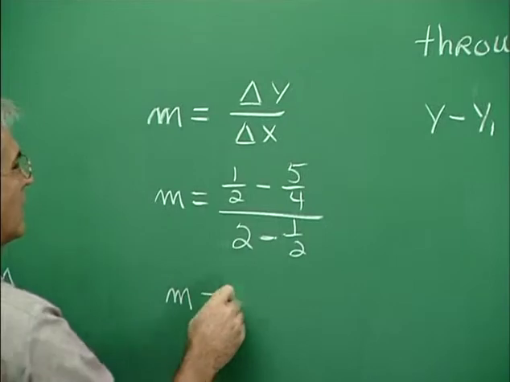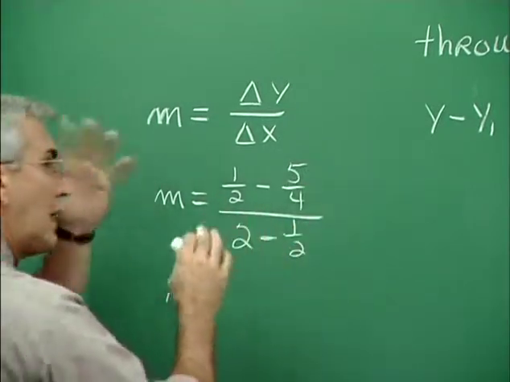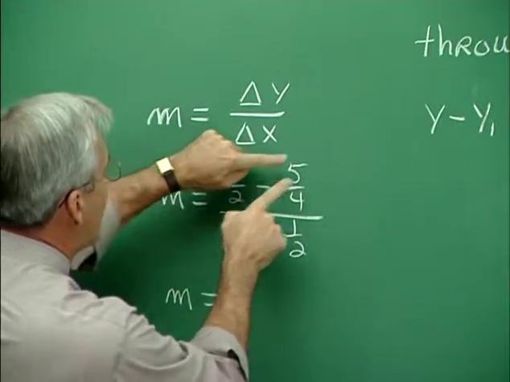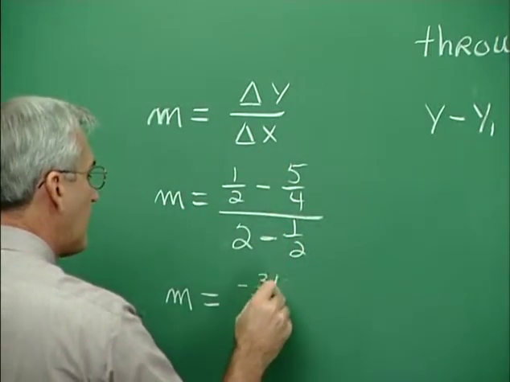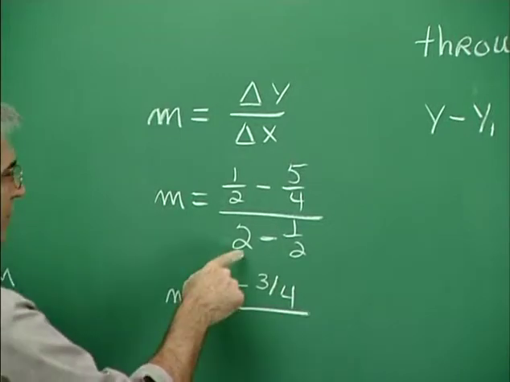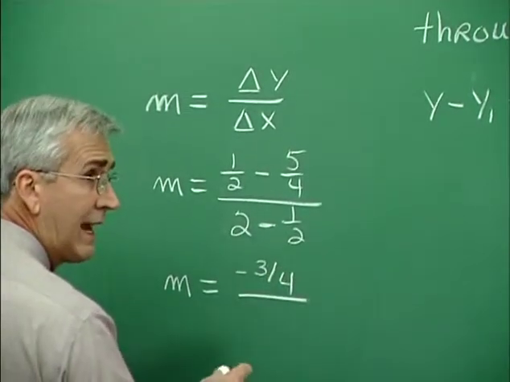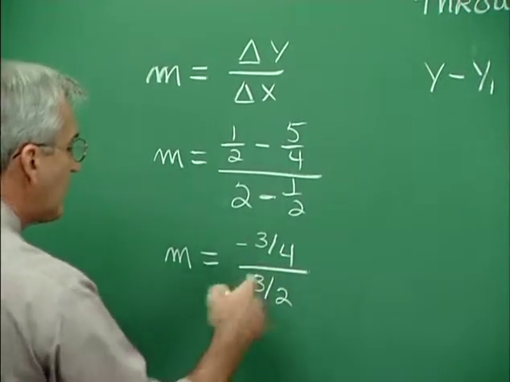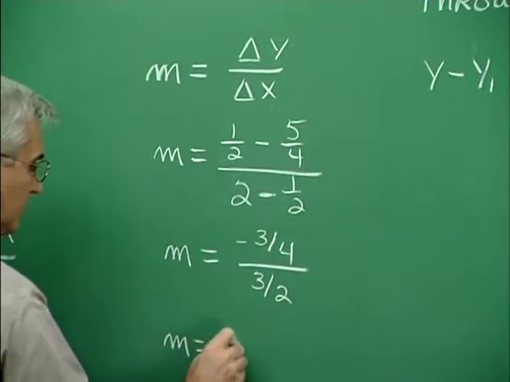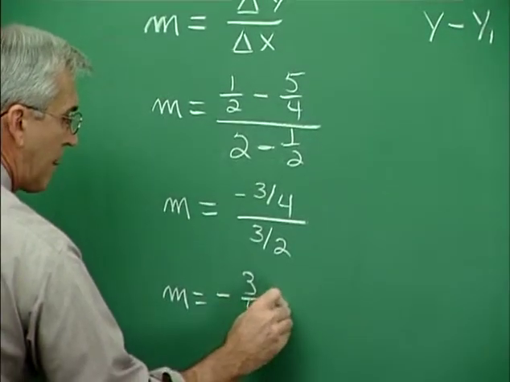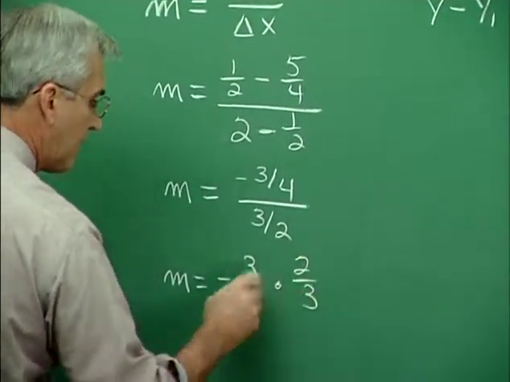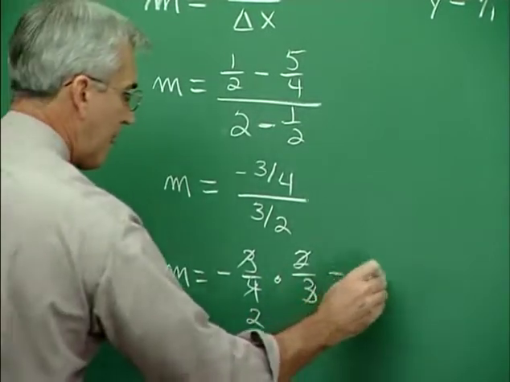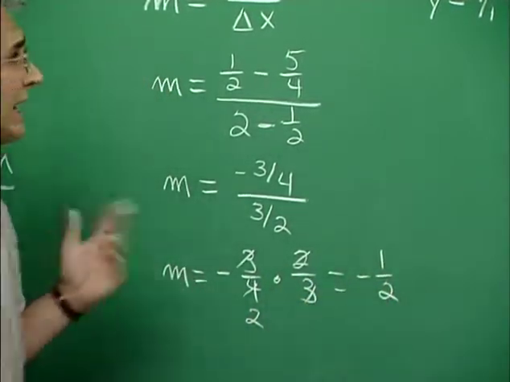All right, let's see. We have 1/2 minus 5/4. Now let's think through this a little bit. This is 2/4. 2/4 minus 5/4 is negative 3/4. And in the denominator, I have 2 minus 1/2. That's 1 1/2, or 3/2. So this is 3/2. Now this means negative 3/4 times 2/3. 3's go out. 2 and a 4, 2. Negative 1/2. Okay, good. Now, negative 1/2.